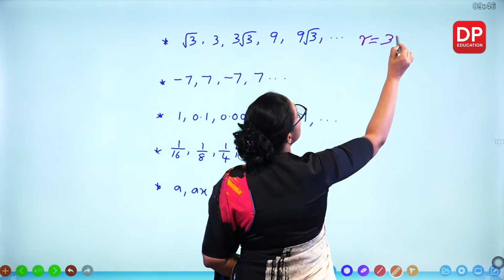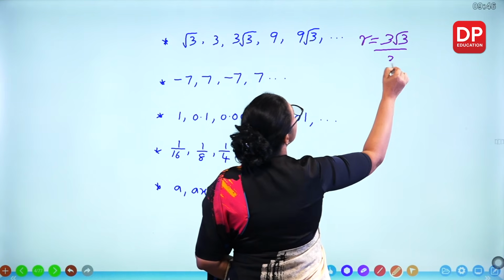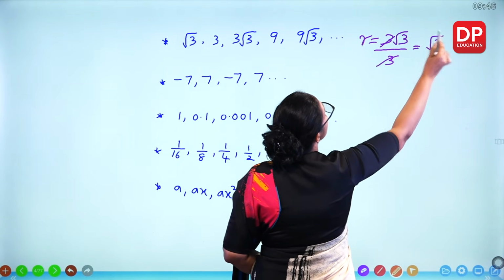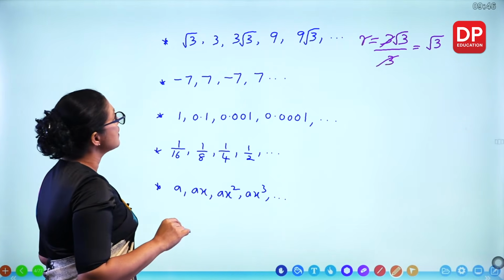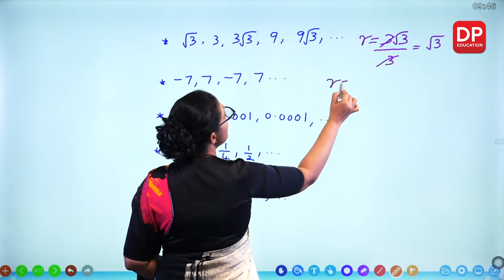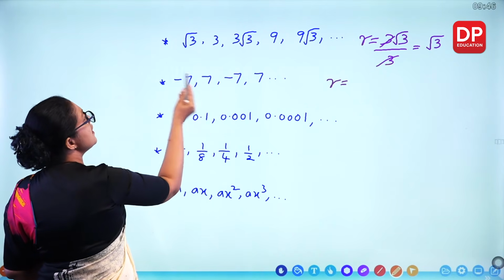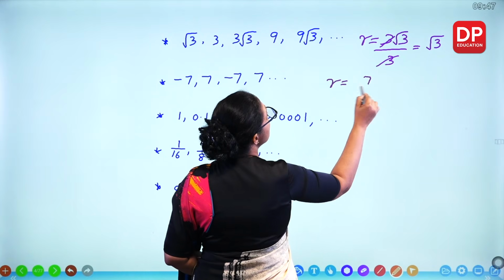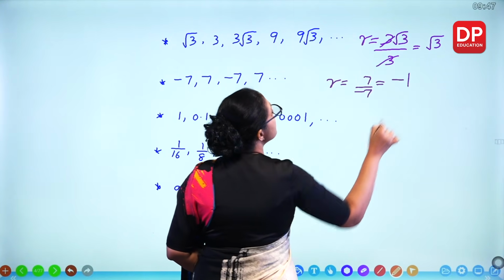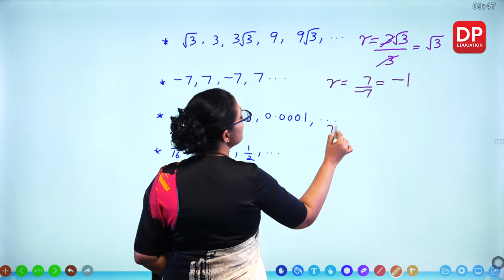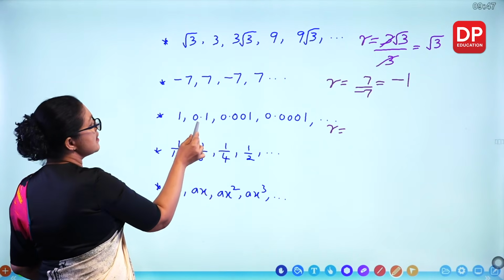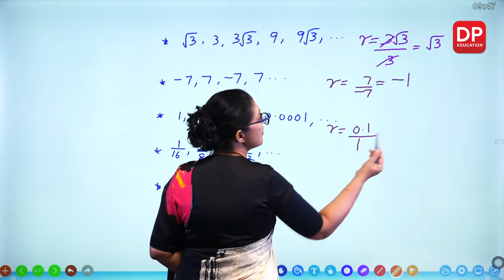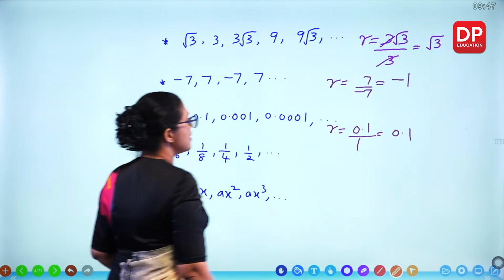3 root 3 divided by 3. 3 gets cancelled out. I get root 3. This one, what's the common ratio? So 7 divided by minus 7, or minus 7 divided by 7. You get the same answer: minus 1. This one is the easiest one. 0.1 divided by 1, you get 0.1.